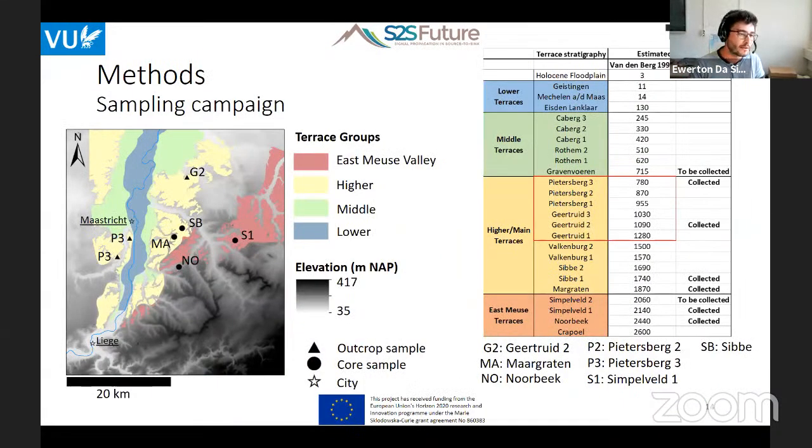So now coming to the sampling campaign, we have been sampling because, like I said before, we are also applying cosmogenic dating techniques. So all these triangles here are the places where we collected samples from outcrops, and the black dots are places where we collected samples from sediment cores. And once again, like I said before, we are interested in dating the main terrace groups, the transition from one to the other. And here you can see what has been collected and what is planned to be collected still.